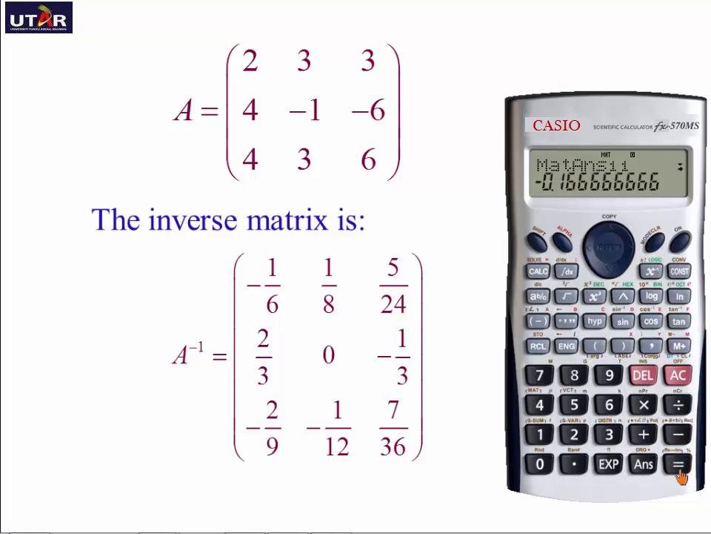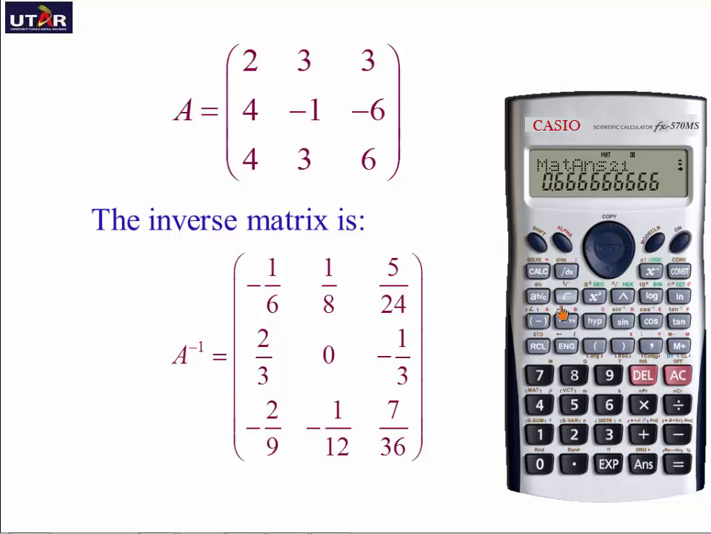Alright, so this one is your row 1, column 1 of your new inverse matrix. The decimal point are not very helpful. Let's look at the fractions. It's negative 1 over 6, correct. Alright, let's navigate to the next one. Row 1, column 2, which is 1 over 8. Row 1, column 3, which is 5 over 24.